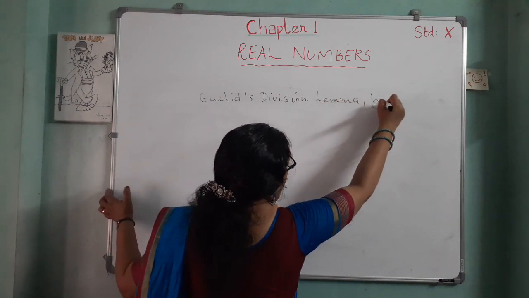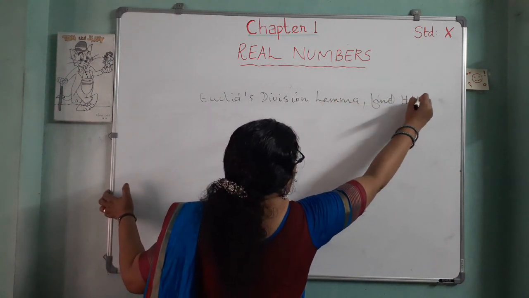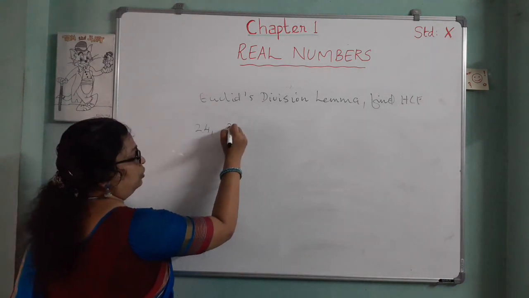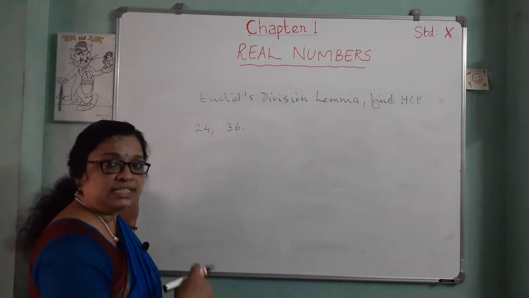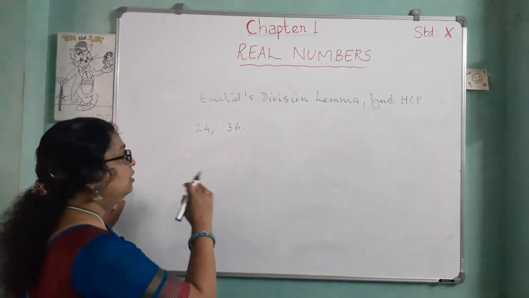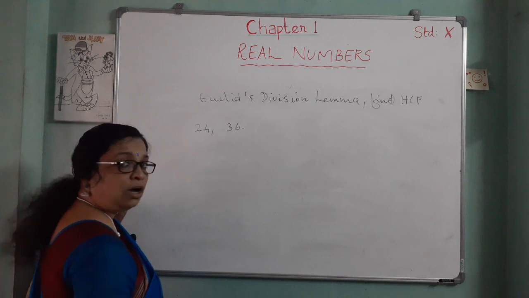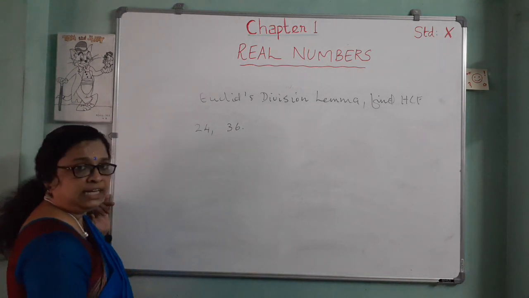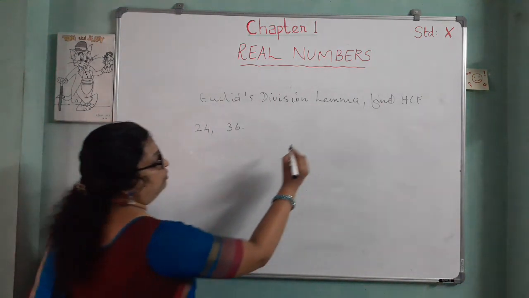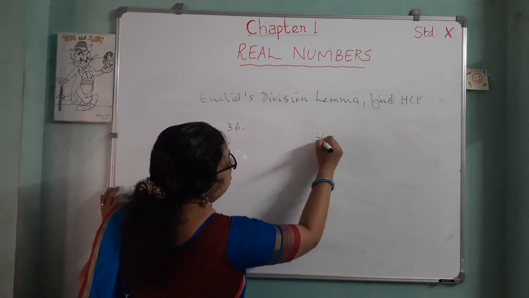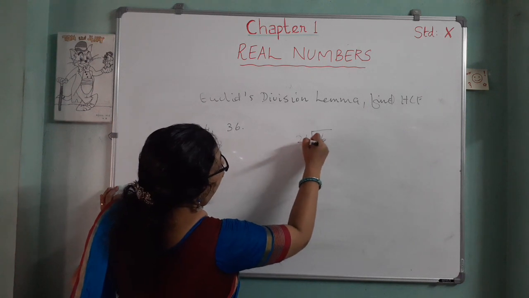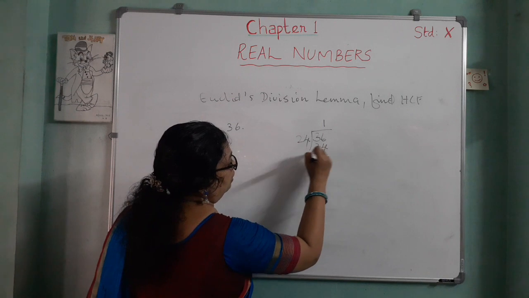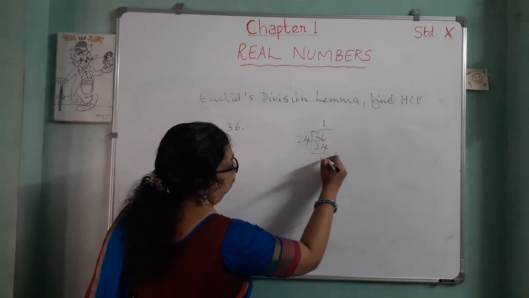Then, using Euclid's division lemma, find the HCF. Let us take the same example, 24 and 36. We know that the HCF is 12, we found it earlier. But using this division lemma, how do we find the HCF? First we look at these two numbers, which one is greater? 36 is greater. So we first divide 36 by 24. How many times does it go? 1 times 24, then subtracting we get 12.